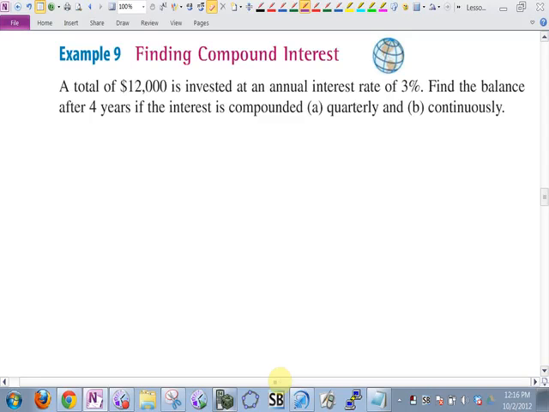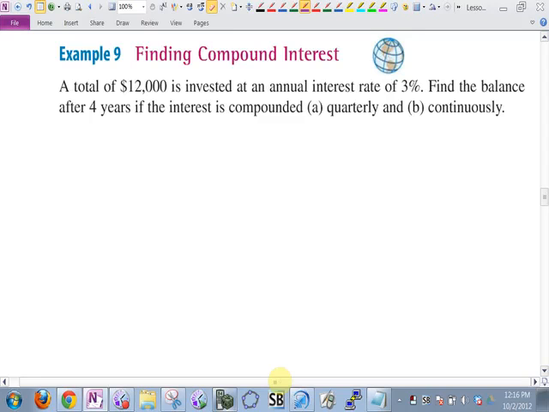Always. And continuously is what banks actually do. A savings account is actually compounded continuously. So that way, when you take money in and out, it's constantly adjusting. It's not that one time a year that you can trick.